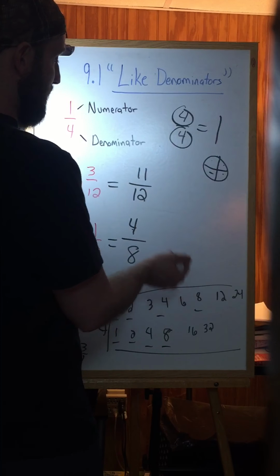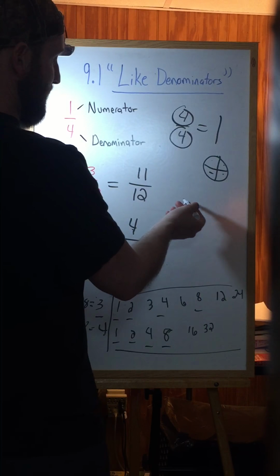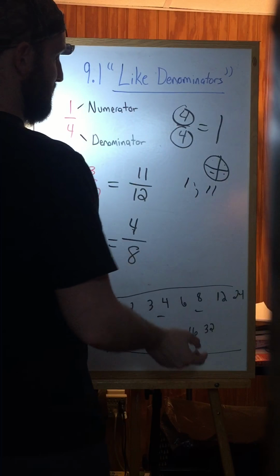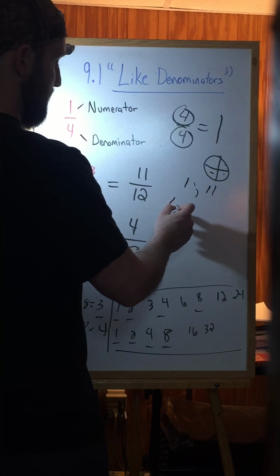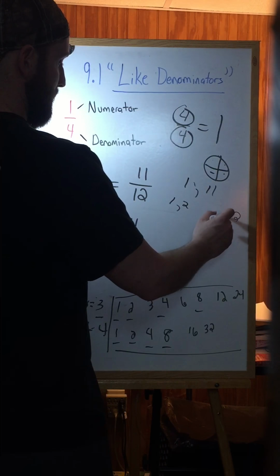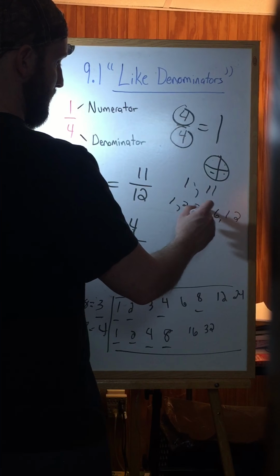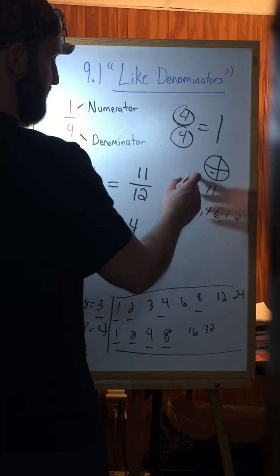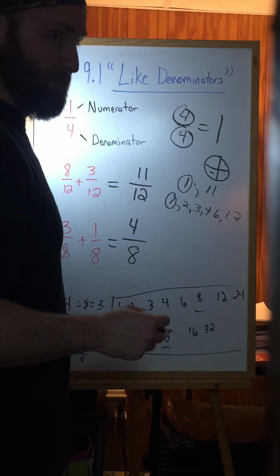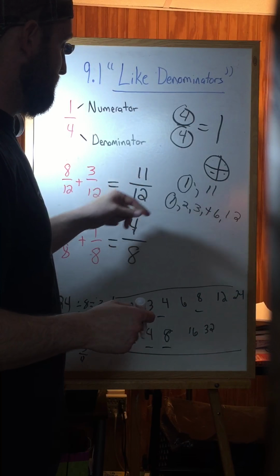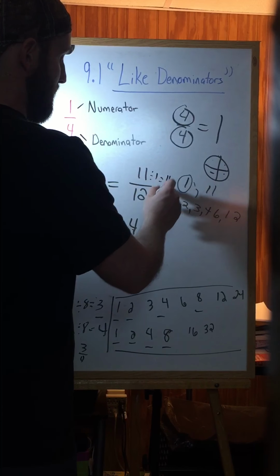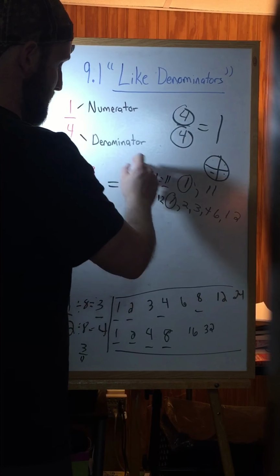Every number that is multiplied. So in this case, for 11, there's only one pair, that's 1 times 11. For 12, it's 1 and 12, 2 and 6, and then 3 and 4. And the only number they have in common is 1. You would divide both numbers by 1, and you're going to have 11 twelfths. So 11 over 12 is the smallest.